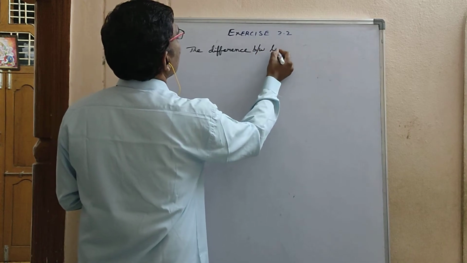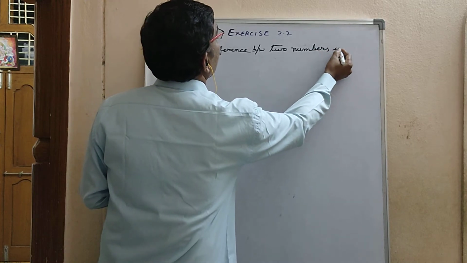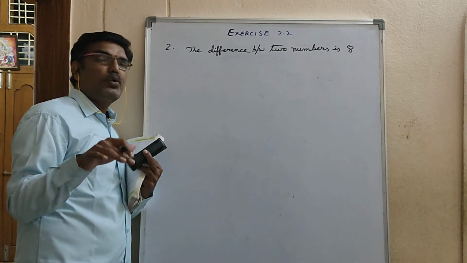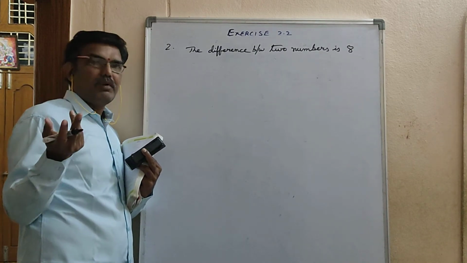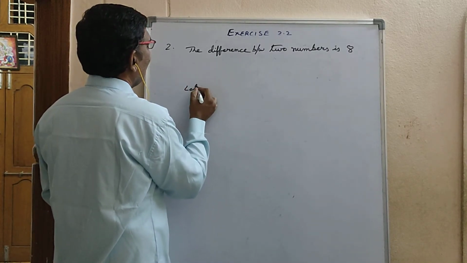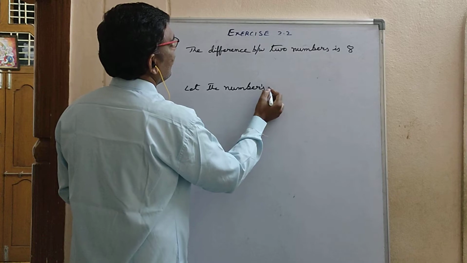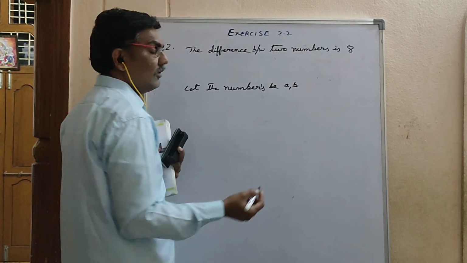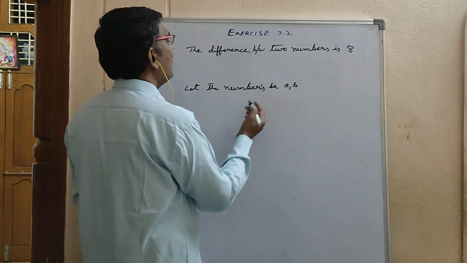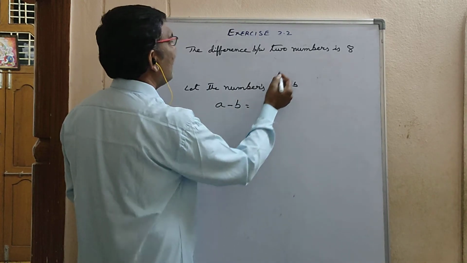between two numbers is 8. See, we don't know the two numbers. The two numbers you can assume a, b, x, y, whatever you want. Okay. So I assumed let the numbers be a comma b. So a is greater, or b is greater, we don't know. So you are assuming a is greater. Difference means from the greater number you have to subtract the smaller number.